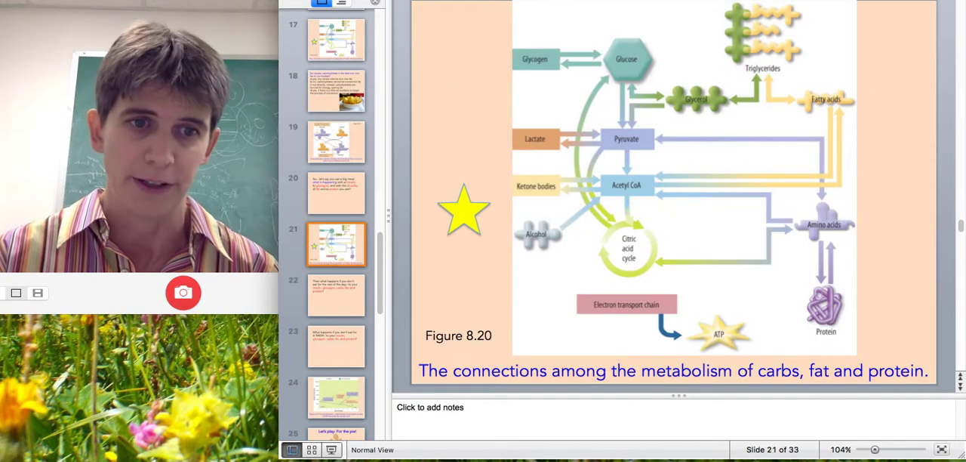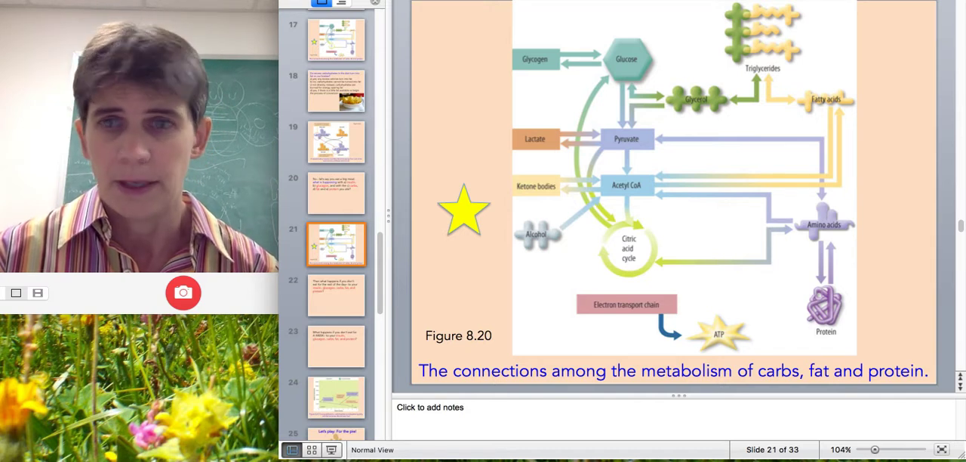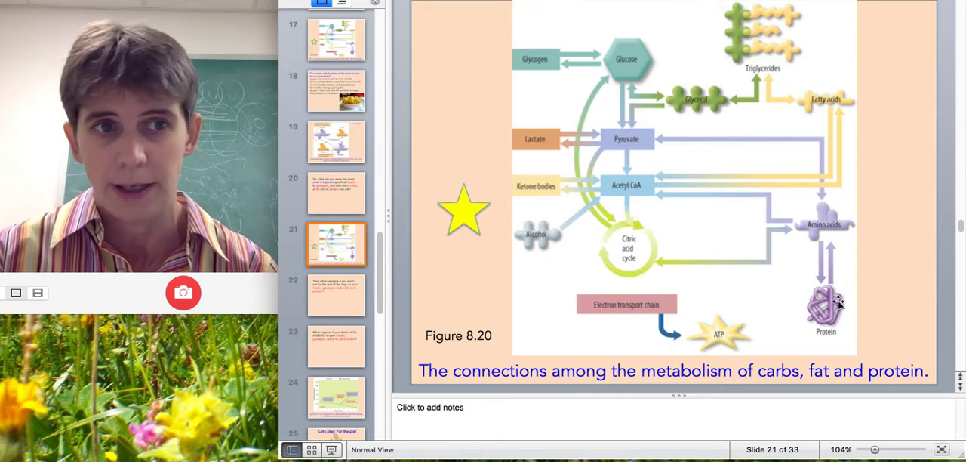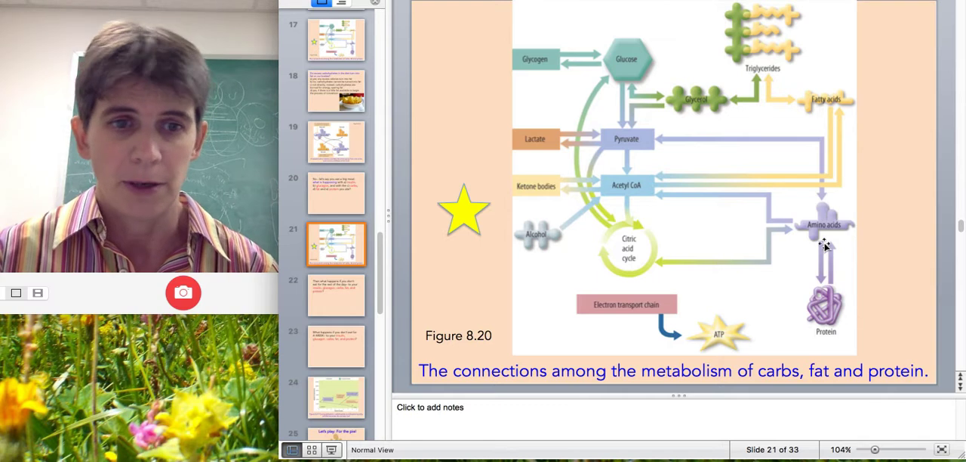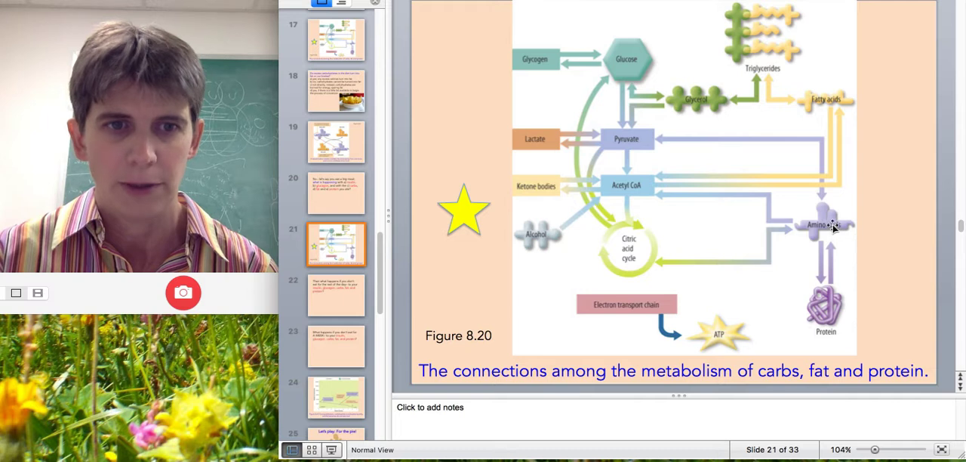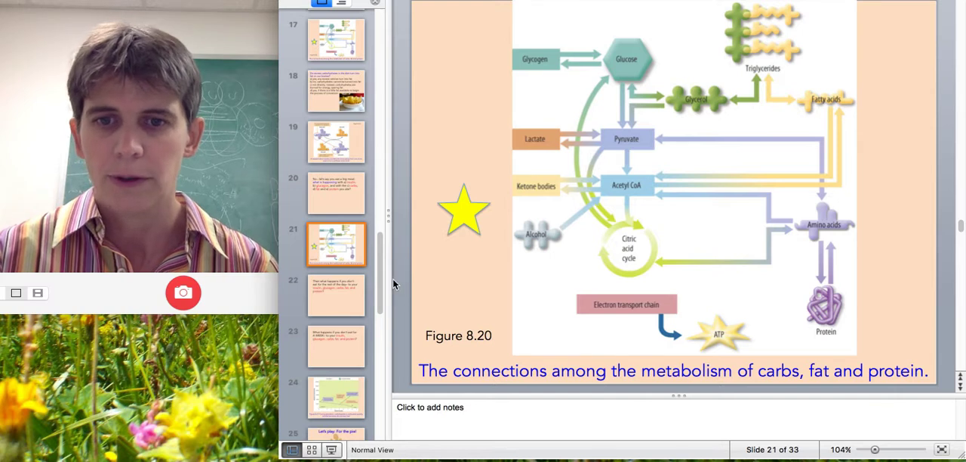And you can see all these different possibilities here in this figure. So if you look down here where these amino acids are, they can be built into the functional proteins in your body. They can be kept in the amino acid pools, as shown in this picture. Or they can be made into acetyl-CoA, which can then be converted to fat and stored.